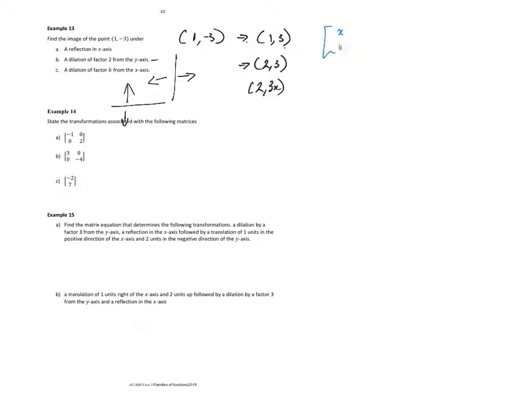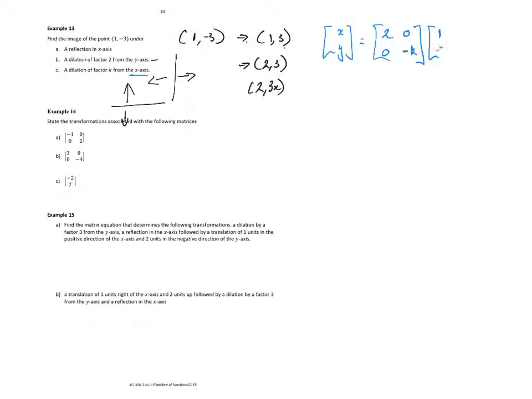Now if I want to apply a matrix approach to that, we're probably going to have the point x, y. Now the matrix that we're going to apply here: a reflection in the x-axis means the negative y value gets affected, so that's down here. A dilation by a factor of 2 from the y-axis means the x value gets affected, so that's increased by a factor of 2. And then finally, from the x-axis, the y value gets affected, so that makes it a k there. So there's the matrix that describes those transformations.